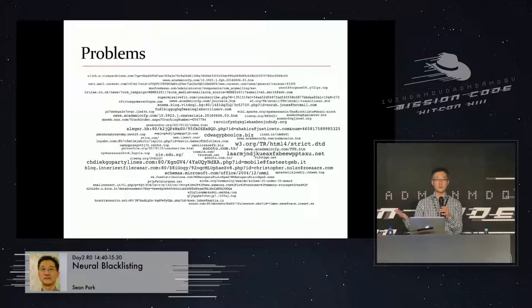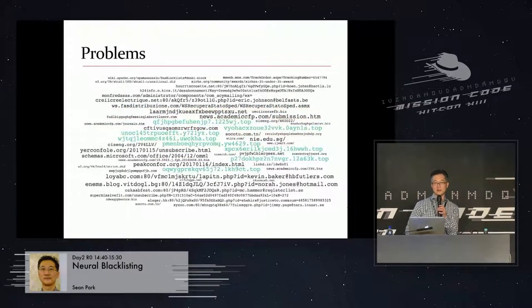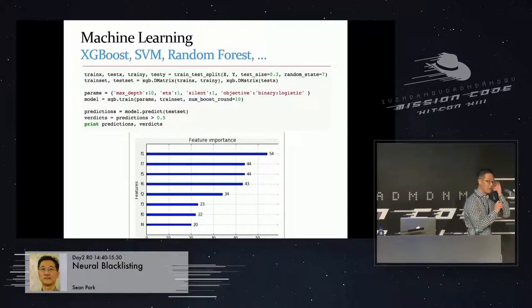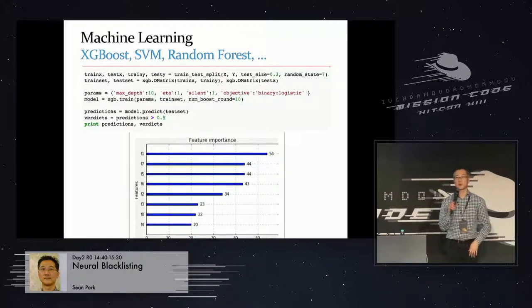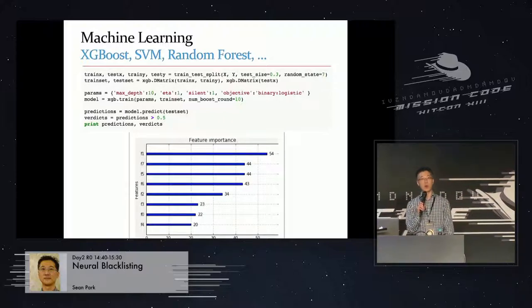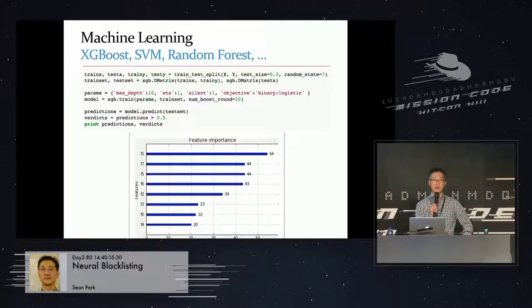We're living in a sea of URLs every day, and how can we identify these URLs automatically? In the past, people have been using a few machine learning approaches, like support vector machine, random forest, and lately XGBoost.